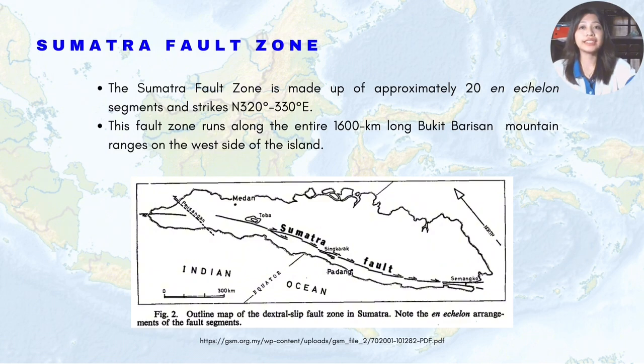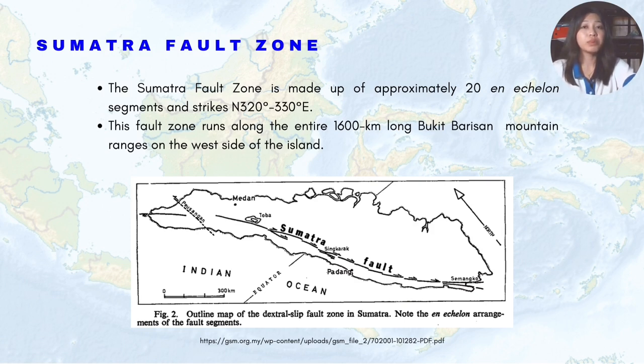First, let's discuss the Sumatra Fault Zone. It is made up of approximately 20 en echelon segments and strikes N320 to 330 degrees E. This fault zone runs along the entire 1,600-kilometer-long Bukit Barisan mountain ranges on the west side of the island. The Sumatra Fault, also known as the Semangko Fault, is a large strike-slip fault running the entire length of the island of Sumatra.